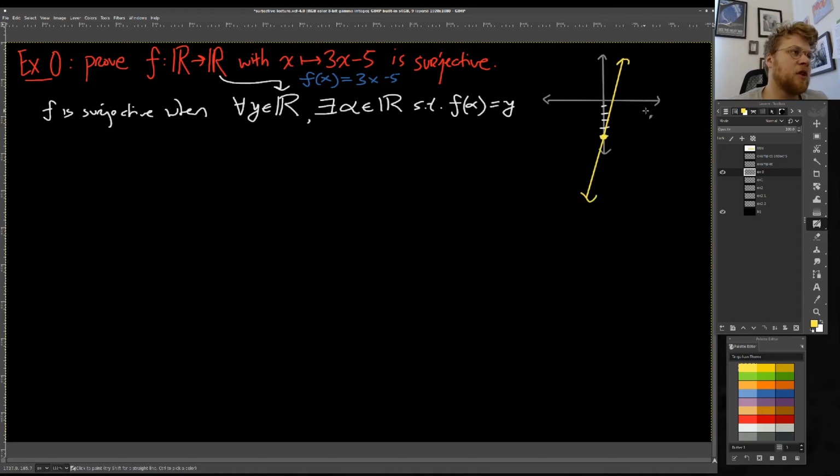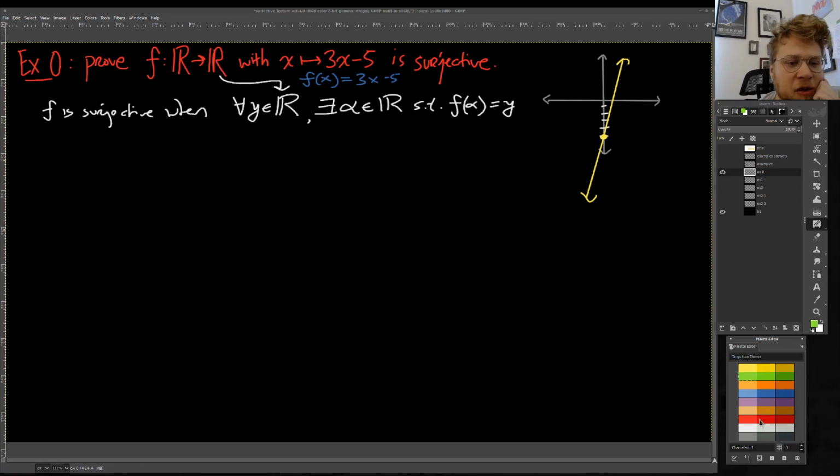The graph of f is going to look something like this. Pretty convincing already that it will be surjective, that there will always be some value for any real number. But let's just go ahead and formally prove it.